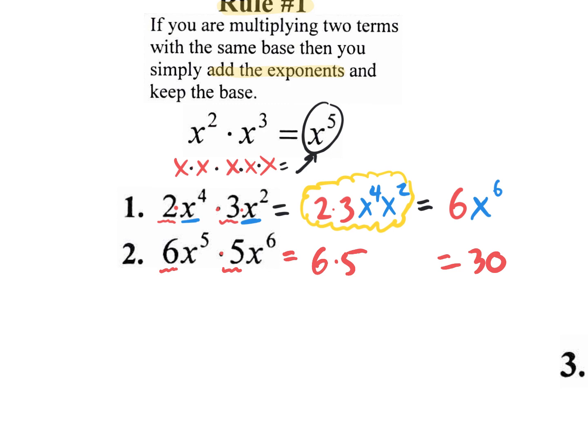Now, what about those x's? What is x to the 5th times x to the 6th? X to the 5th times x to the 6th. What do I get? X to the 11th. There you go. Right? Rule 1 is really not that difficult. I hope you guys understand it.